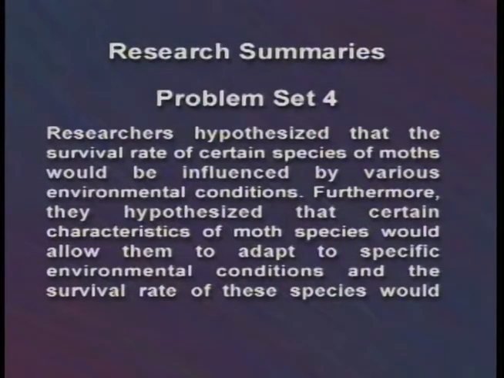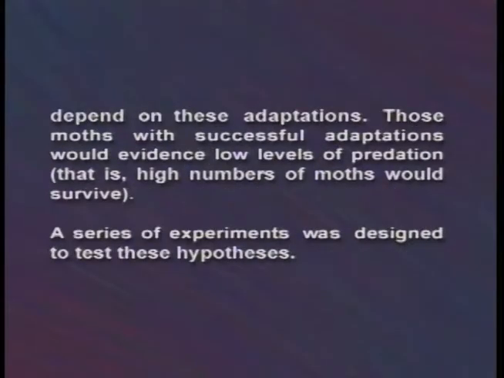Researchers hypothesized that the survival rate of certain species of moths would be influenced by various environmental conditions. Furthermore, they hypothesized that certain characteristics of moth species would allow them to adapt to specific environmental conditions, and the survival rate of these species would depend on these adaptations. Those moths with successful adaptations would evidence low levels of predation, that is, high numbers of moths would survive. A series of experiments was designed to test these hypotheses.